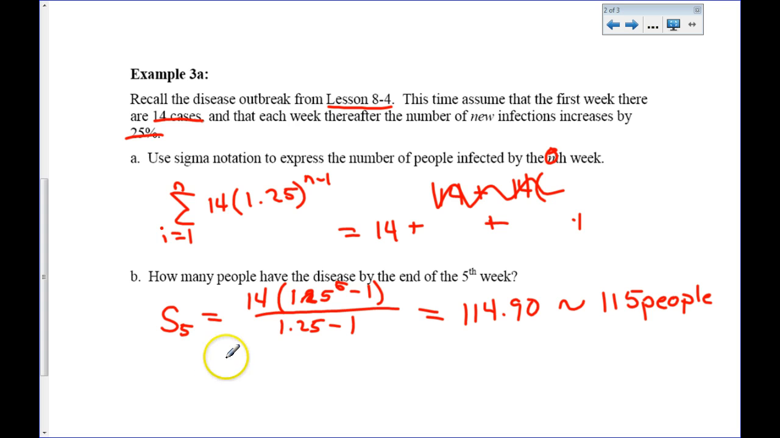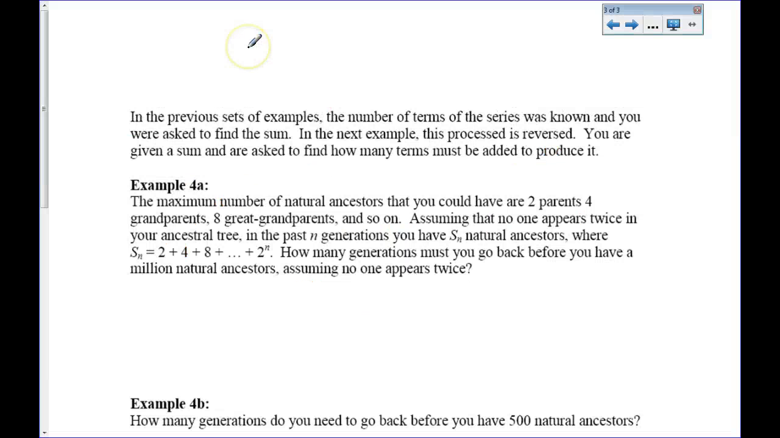I got 136. Okay, so let's just double check our calculating here. In the previous sets of examples, the number of terms of the series was known, and you were asked to find the sum. In this example, we're going to reverse that. You're given a sum, and you're trying to find one of the first terms.